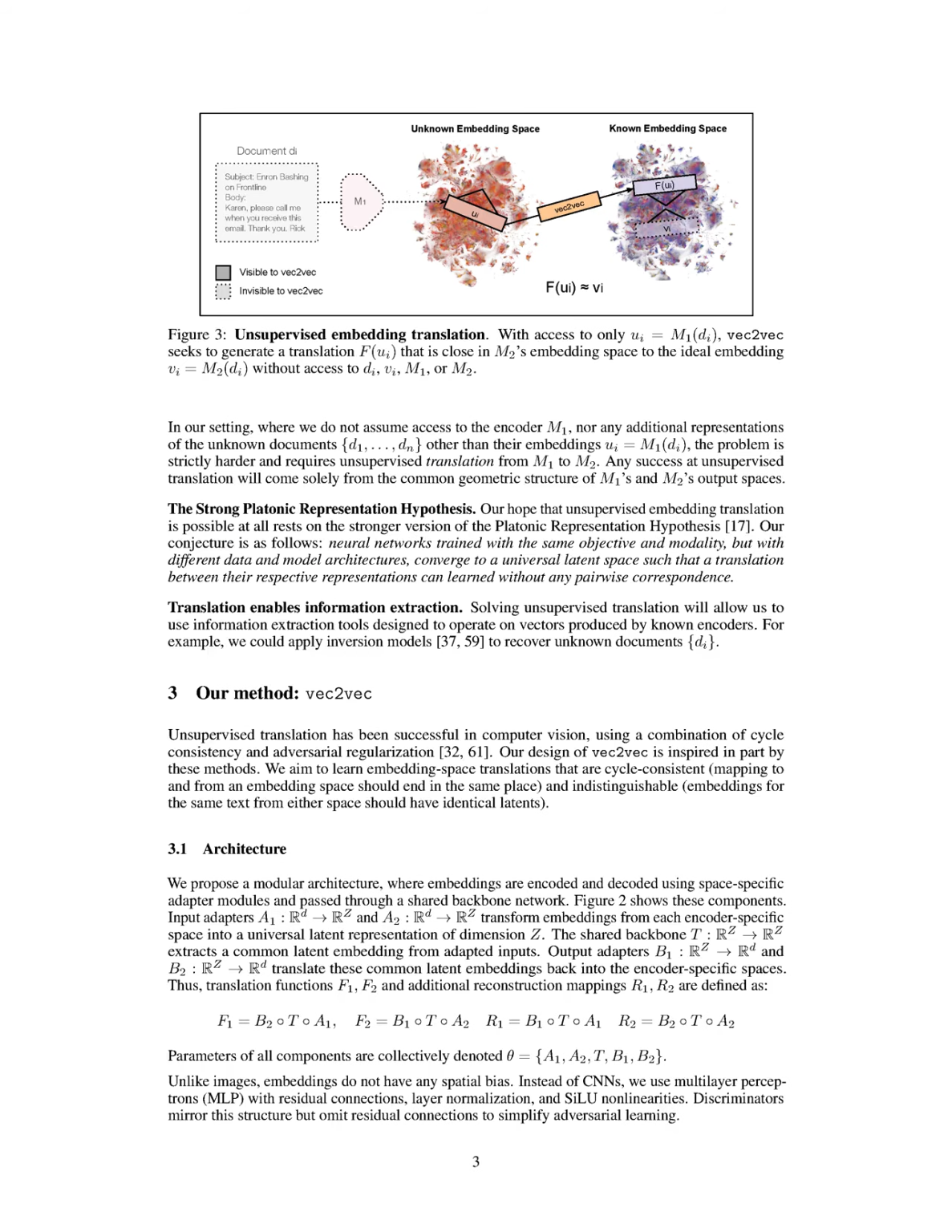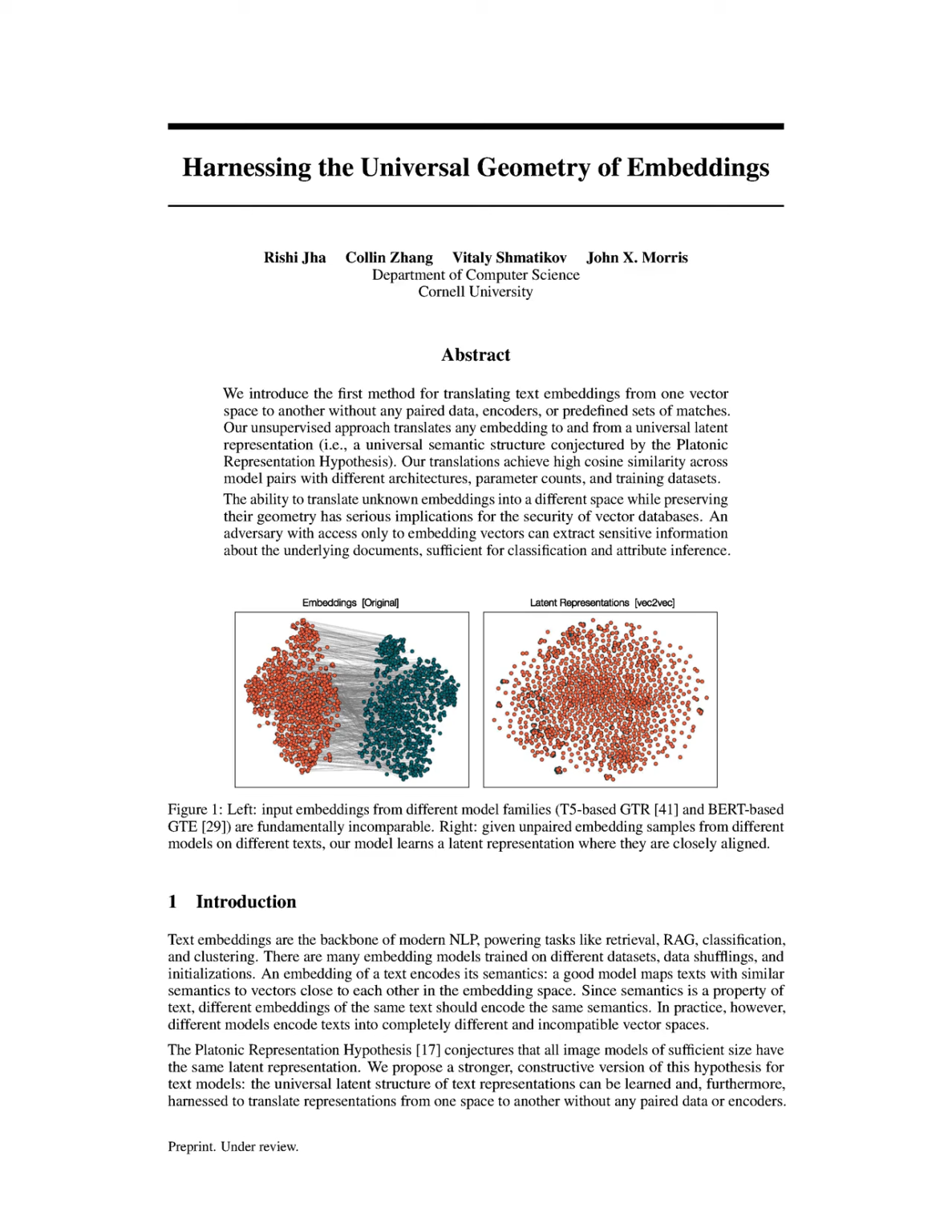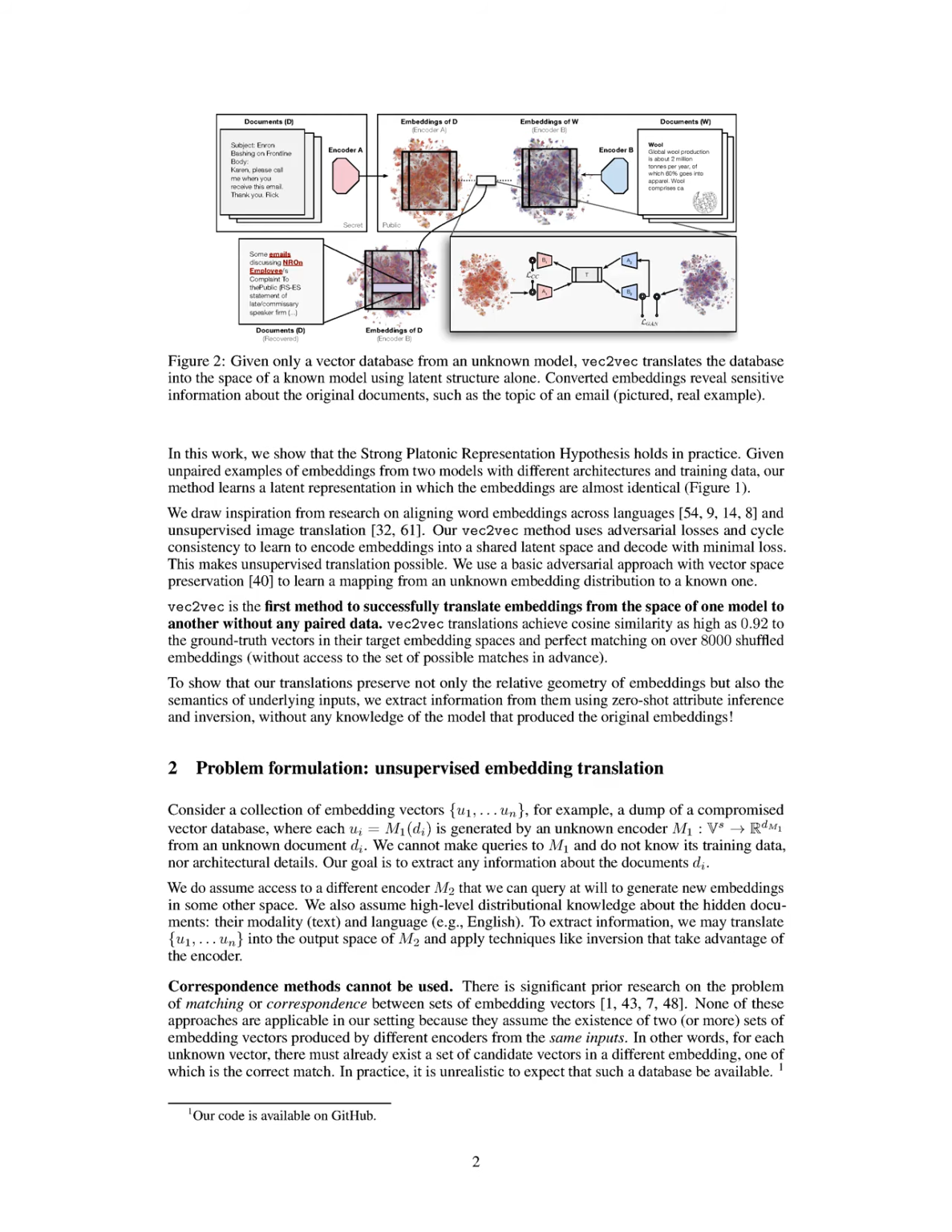The proposed vec-to-vec method operates through a modular architecture designed to translate embeddings from one model space to another without paired data. First, input adapters, A_1 and A_2, transform embeddings from their respective encoder-specific spaces into a shared latent representation of dimension Z. Next, these adapted embeddings are processed by a shared backbone network, T, which extracts a common latent embedding. The output adapters, B_1 and B_2, then translate this common latent representation back into the original embedding spaces of the two models. During training, the method employs adversarial losses, cycle consistency, and vector space preservation to ensure that the generated embeddings closely match the original embeddings in terms of both geometry and semantics, ultimately allowing for effective unsupervised translation.